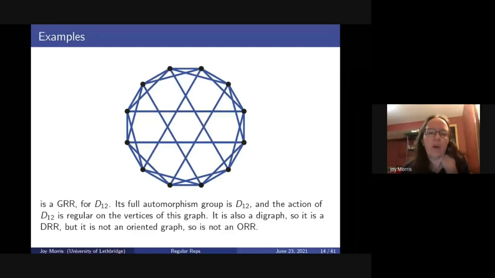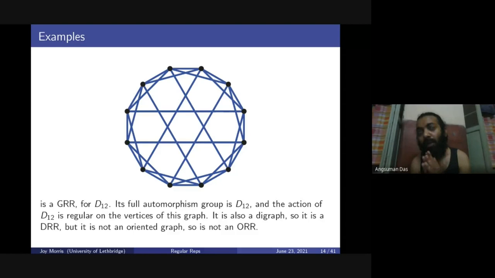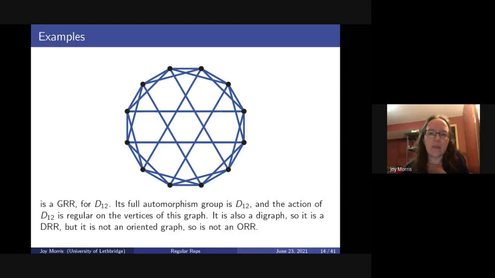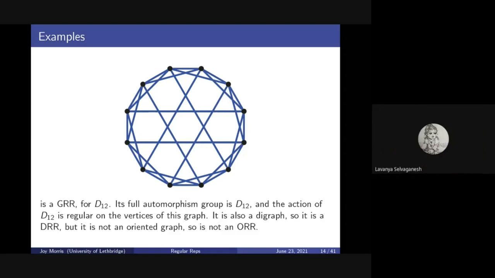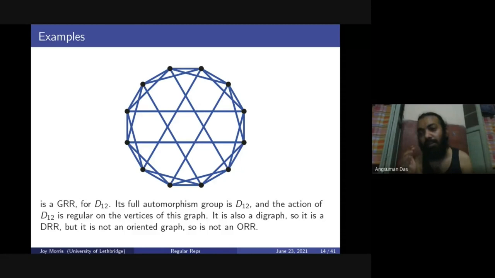Okay, but my question is, does every vertex transitive graph always allow a sharply transitive subset? Yes, I mean, if you've got a vertex transitive graph and all you want is a subset, you can just pick a set. I see what you're saying, sorry. I think it's something stronger than vertex transitivity. You're right, I see what you're asking. I'm not positive of the answer to that.